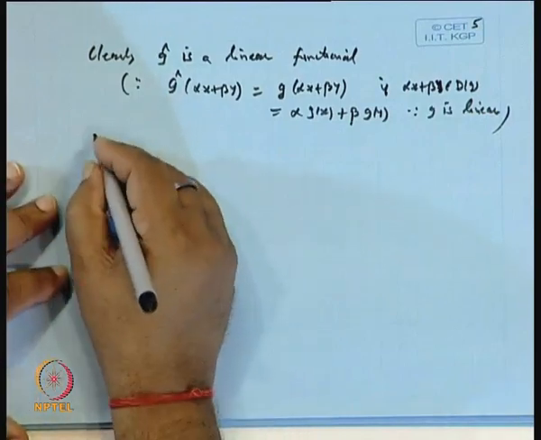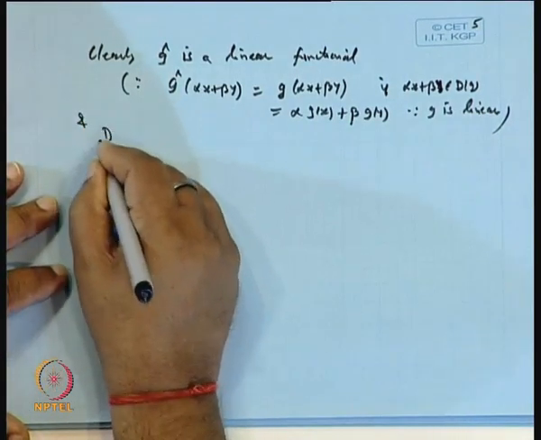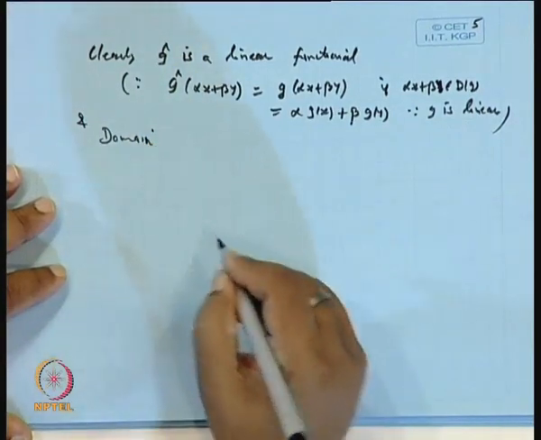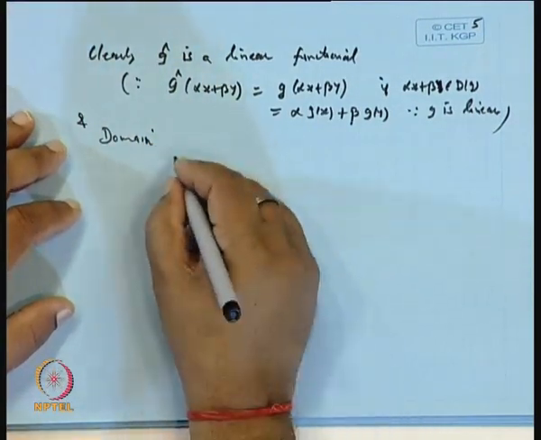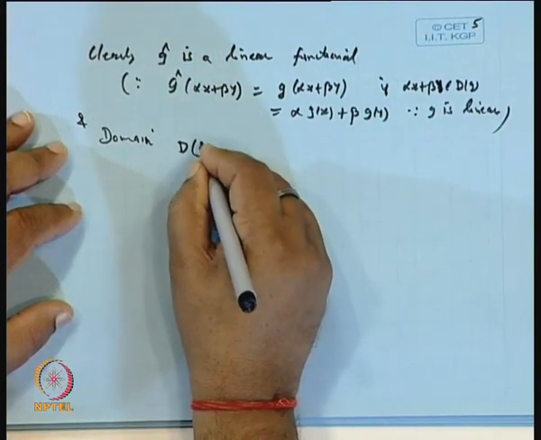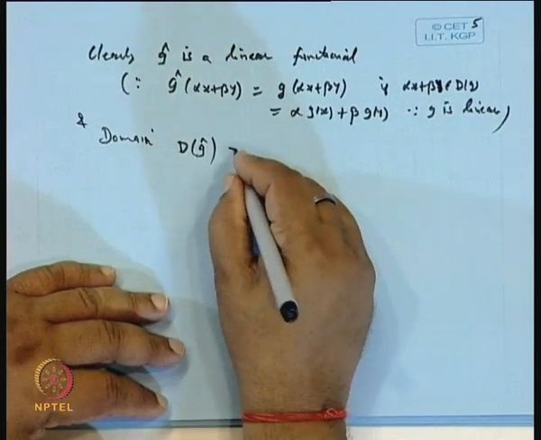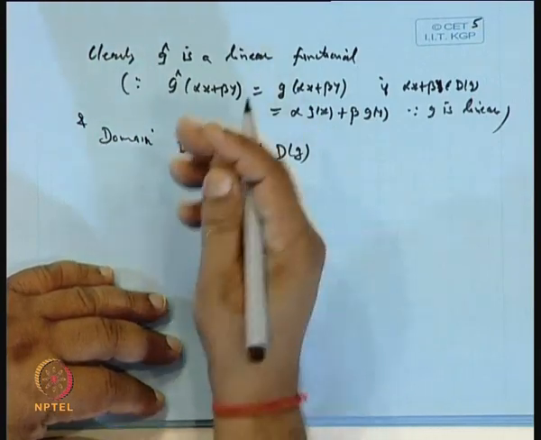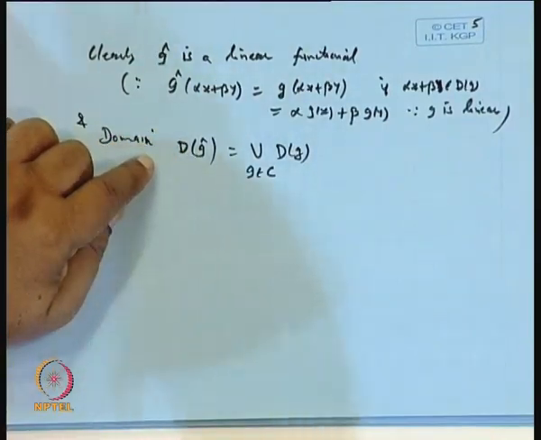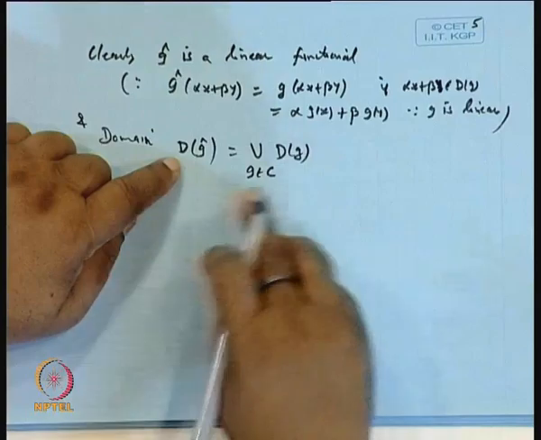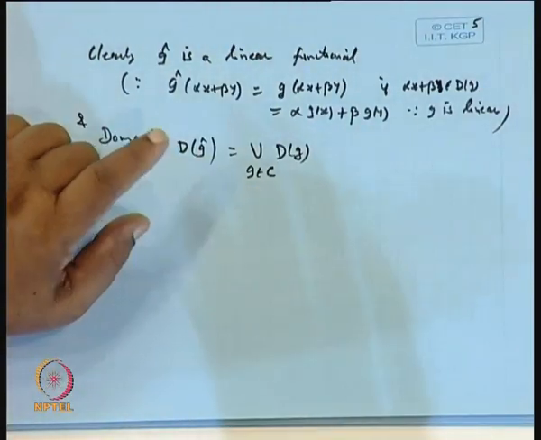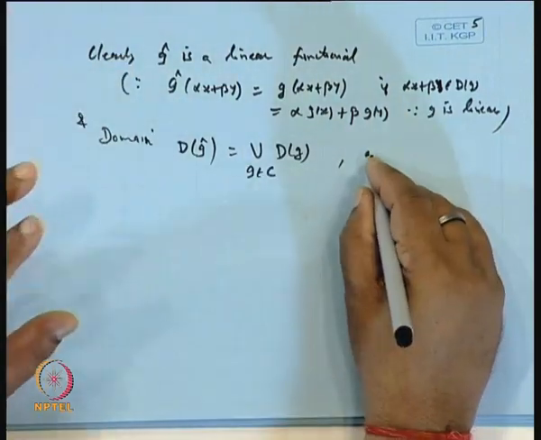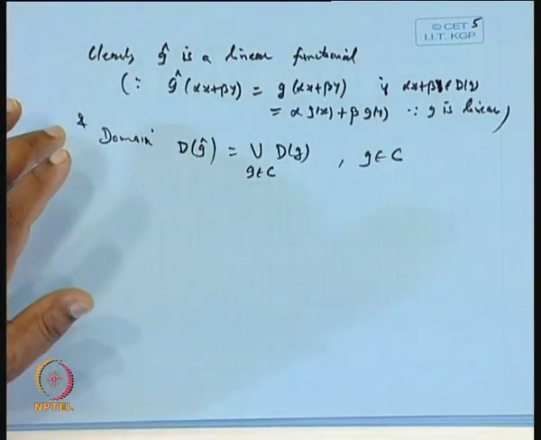The domain of G hat will be the union of all the domains of g where g belongs to C. Because when you take x, then x may belong to the domain of g1, x may belong to the domain of g2, like this. So G hat x is defined as g1 x, g2 x, and so on, depending on x. So the domain of G hat will be the union of all the domains of g, where g is an element or linear functional in C.